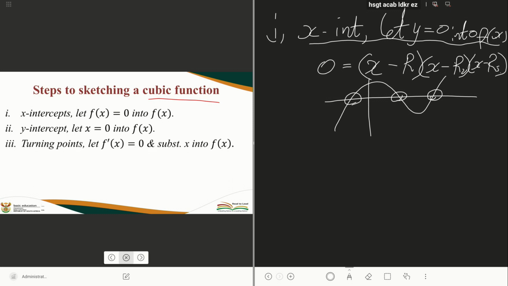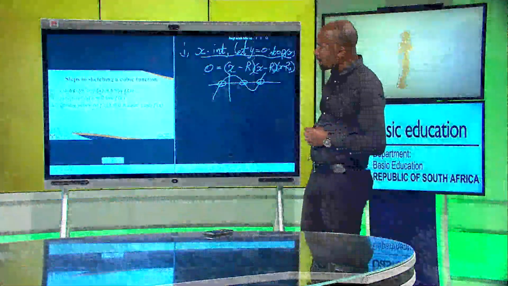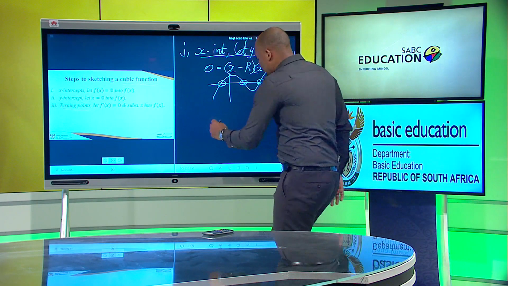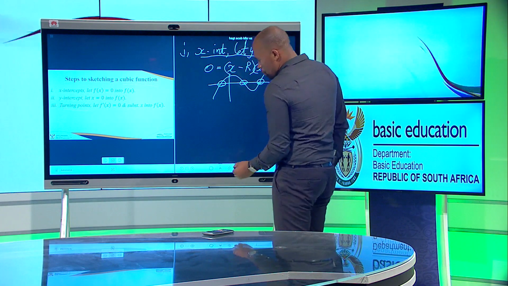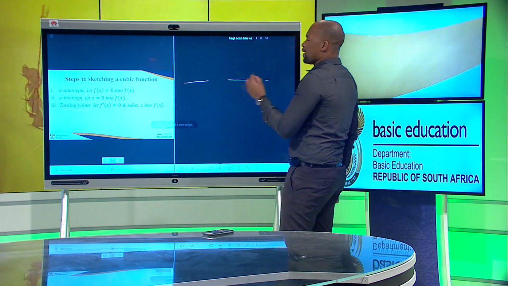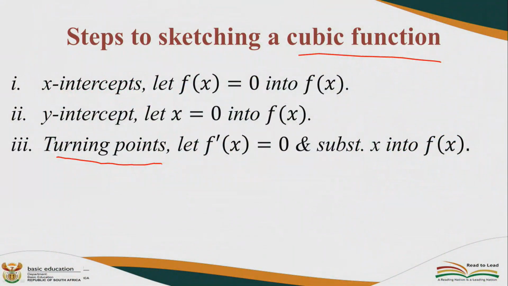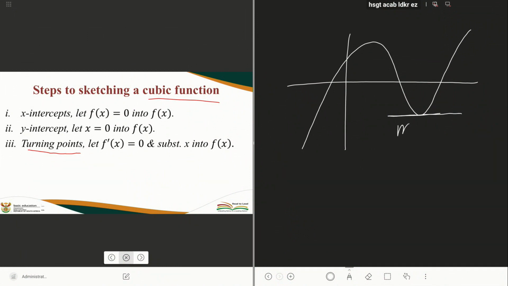Thirdly, how do we get our turning points? Turning points, the other name of it, don't forget, is our stationary point. How can we get that? Remember from our previous lesson, we said our stationary point, there, the gradient is equal to 0.